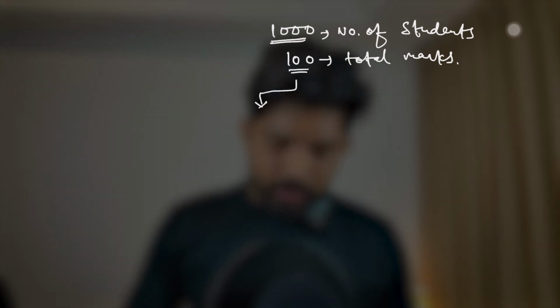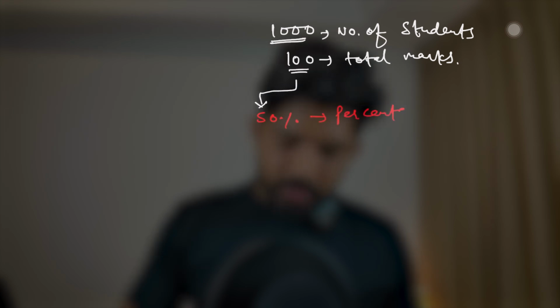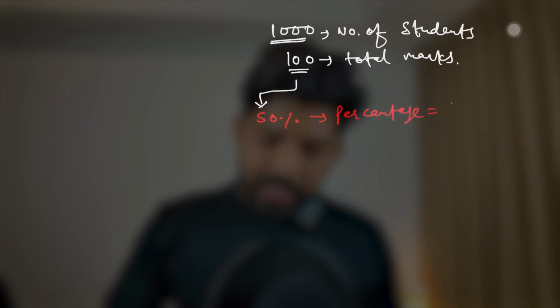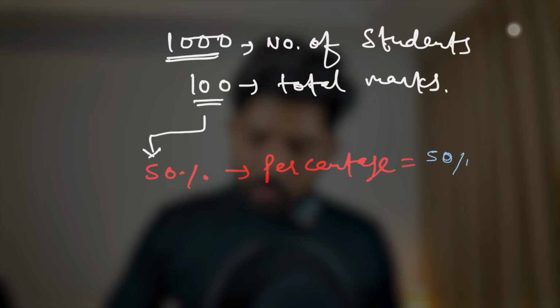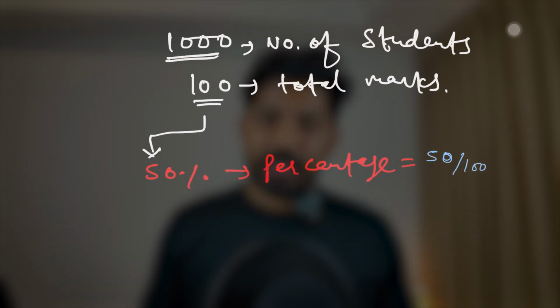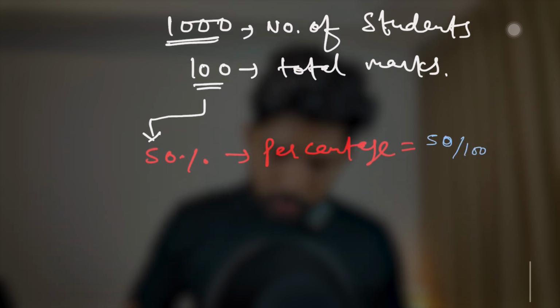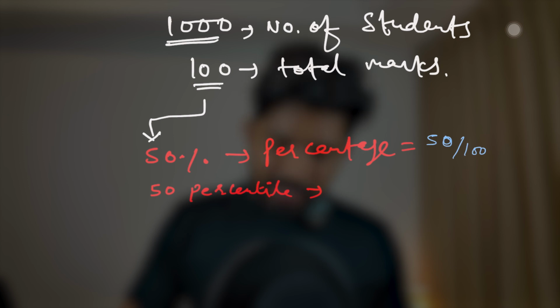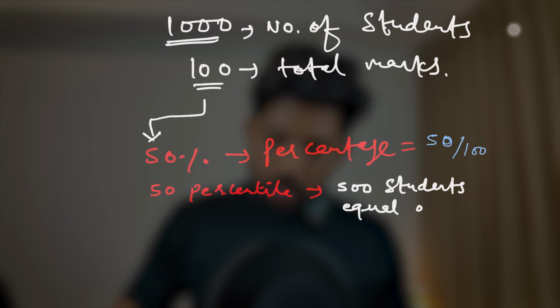Now what happens if someone comes and tells that he scored 50 percentage? That is equal to 50 numbers, right? 50 out of 100 means 50 percentage. And again, if someone comes and tells you that he scored 50 percentile, which means in this class of 1000 students, 500 students scored equal or less than that person.